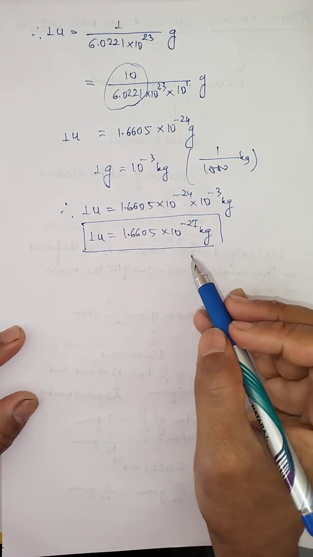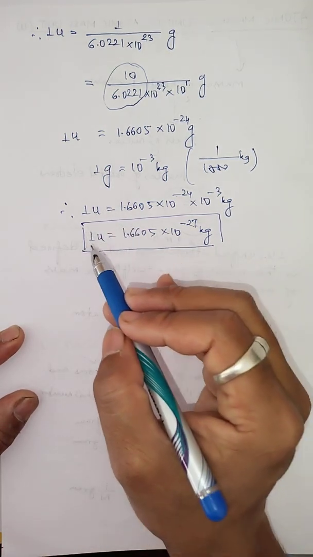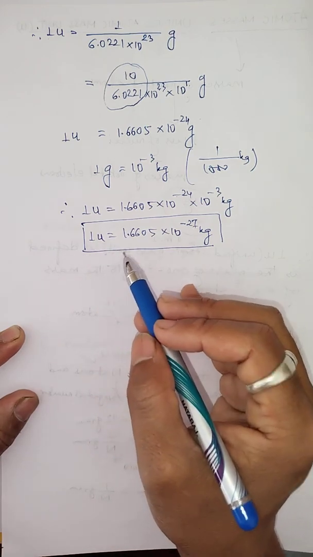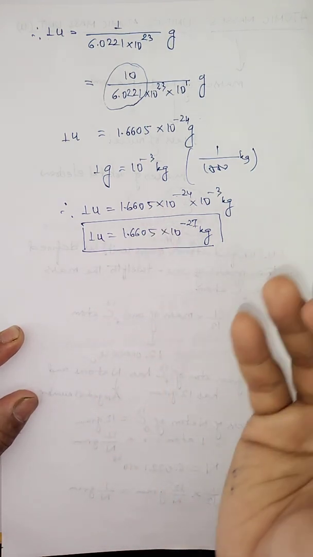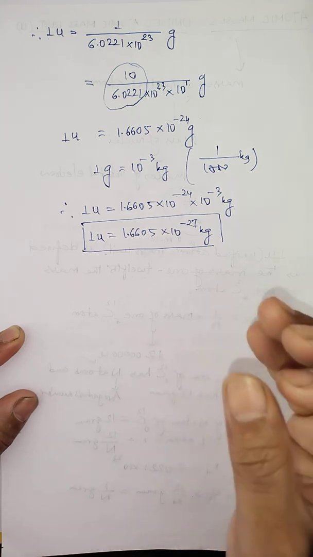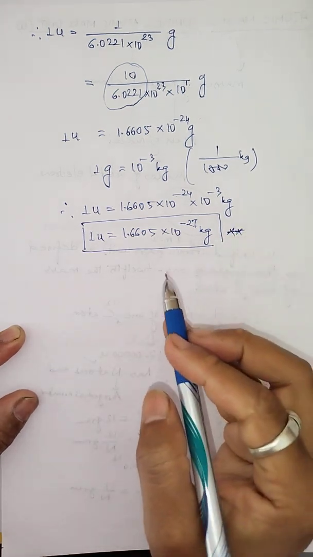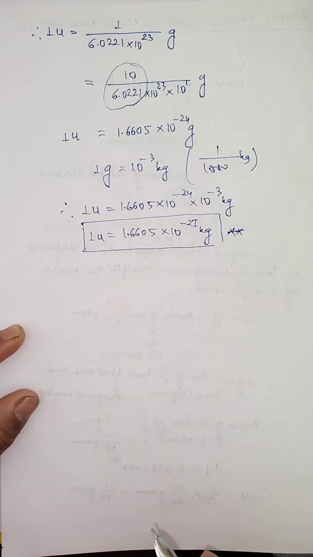This is the relation that we use to convert from atomic mass unit to kg. Atomic mass unit is the smallest unit used to measure the mass of atoms, nuclei, protons, neutrons, electrons, and even other particles also. So this is the relation between atomic mass unit and kg.